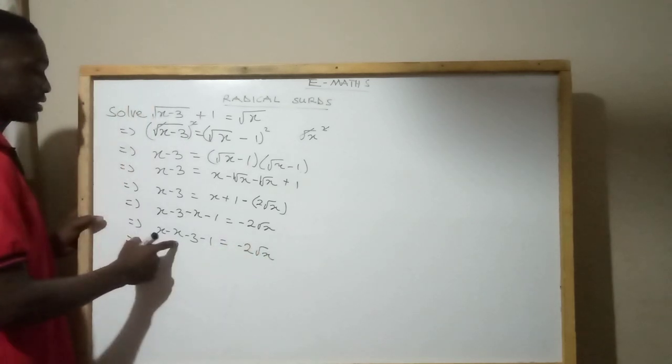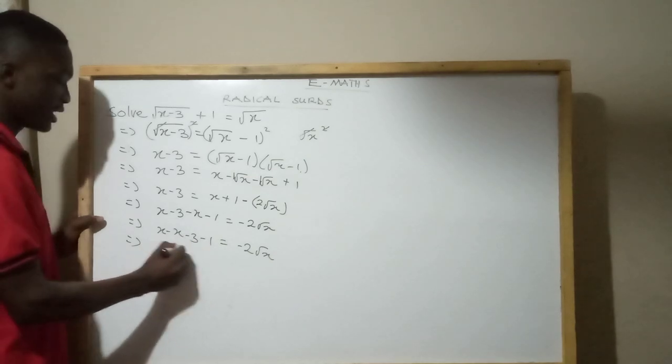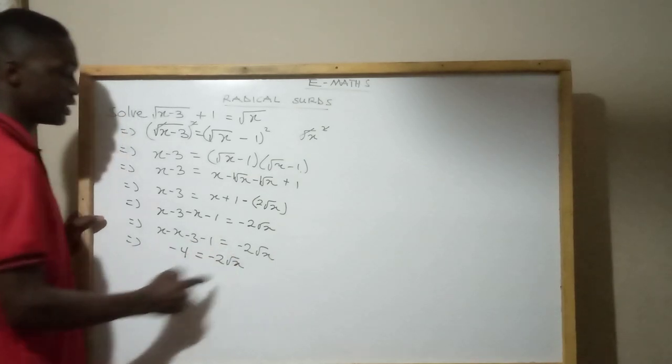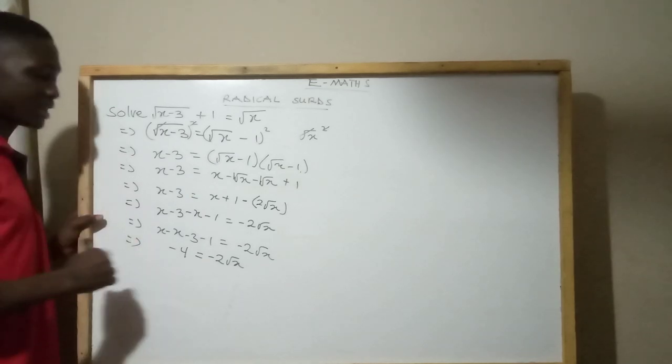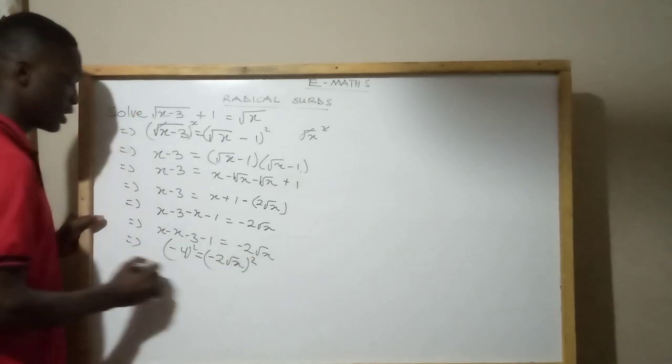So here x minus x gives us 0. Minus 3 minus 1 gives us negative 4, is equal to negative 2 root x. So here too, you have to square both sides again. So here you square here and then you square here.